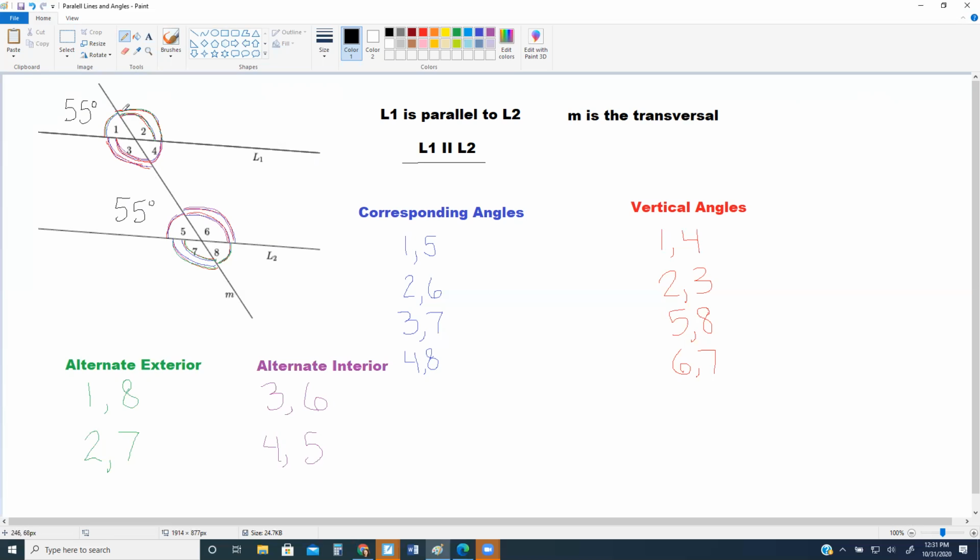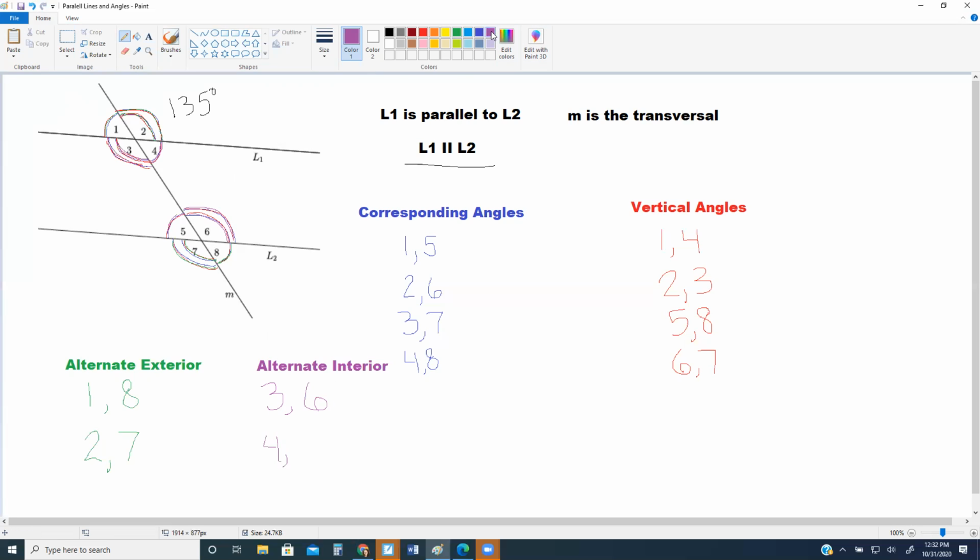And if I look at angle 2, let's change these angles up a little bit. If I look at angle 2, and I say, okay, angle 2 is 135 degrees, can I predict what angle 7 is going to be? Let's look at angle 7. So angle 2 and angle 7, I know that L1 is parallel to L2 because I said so. Angle 2 and angle 7 are alternate exterior angles.